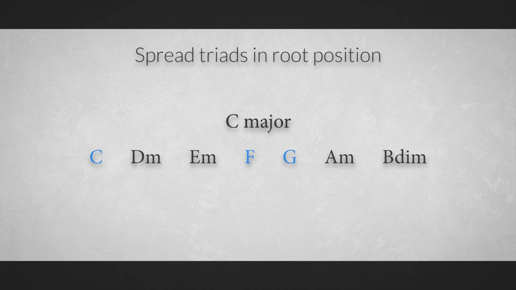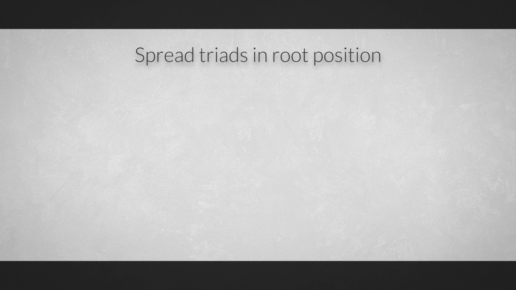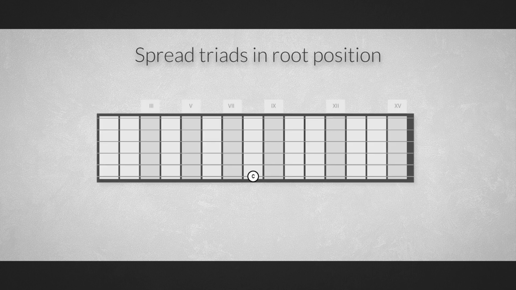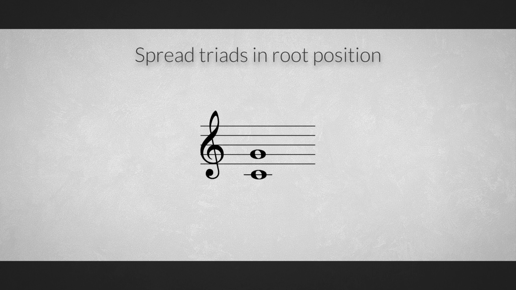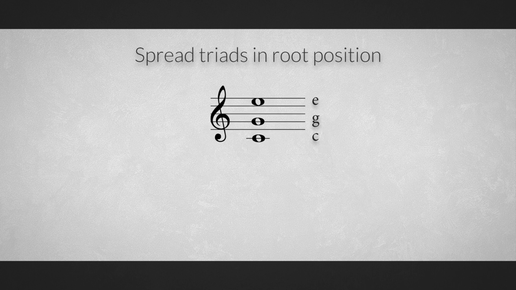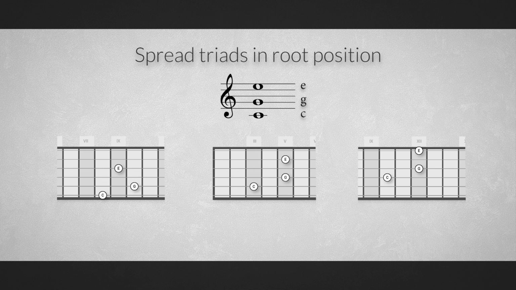In a major key we find 3 types of chords: major chords, minor chords and diminished chords. Now you can play 3 versions of each chord type. One with a root on the 6th string, one with a root on the 5th string and one with a root on the 4th string. A spread triad of a major chord would consist of the note C, the perfect 5th G and the 3rd E, in that order. And here are the 3 versions, or better 3 voicings.